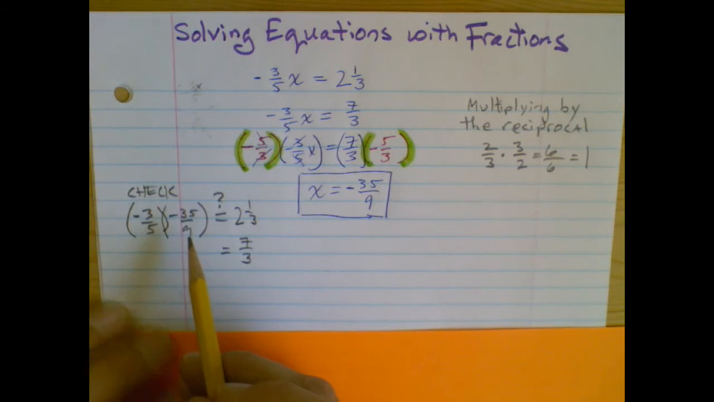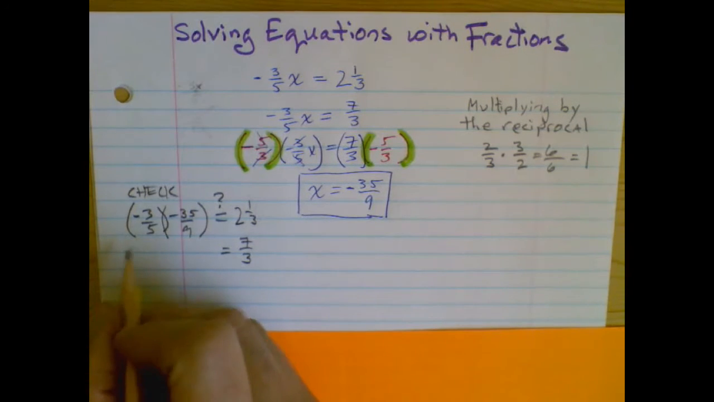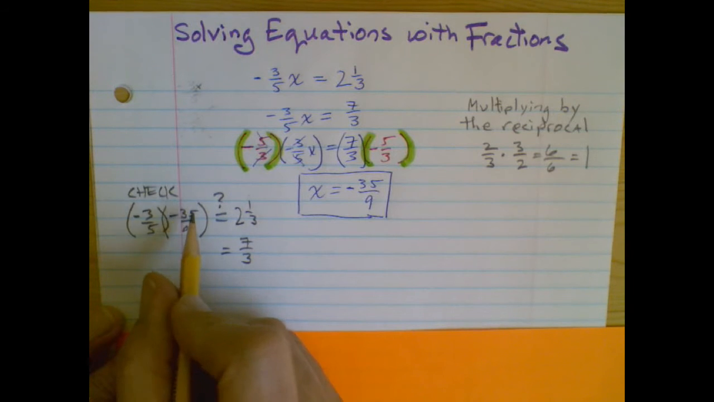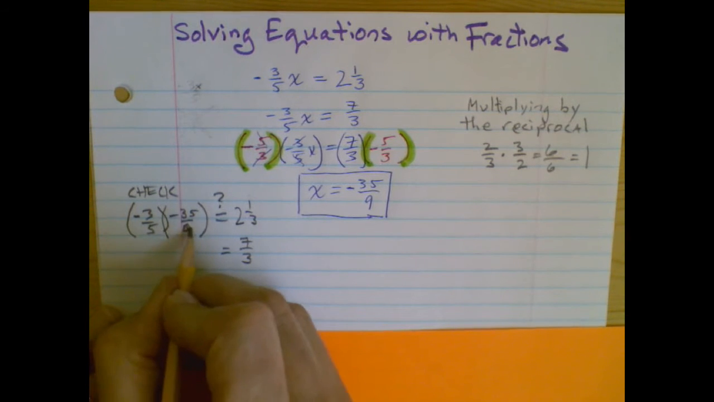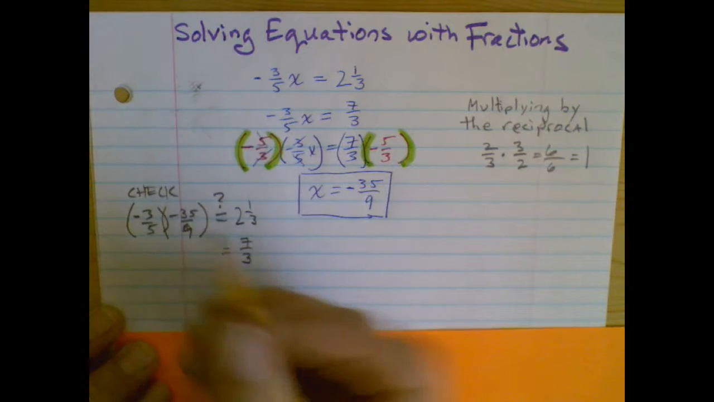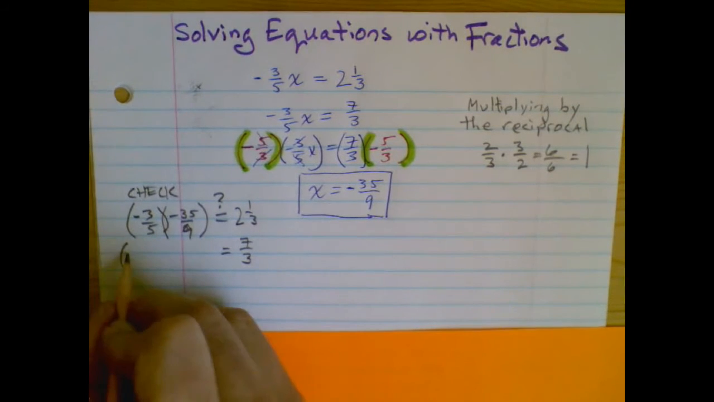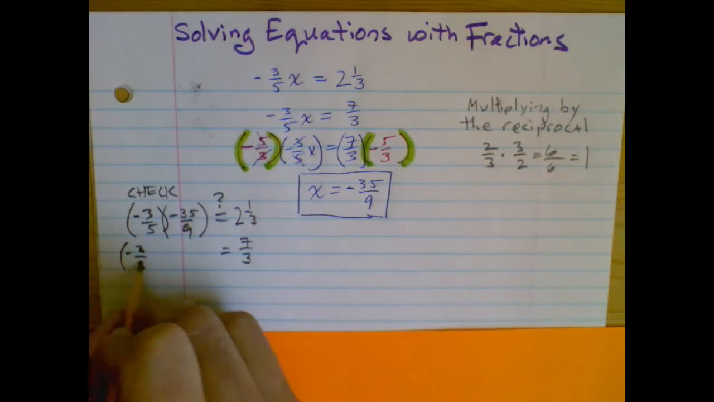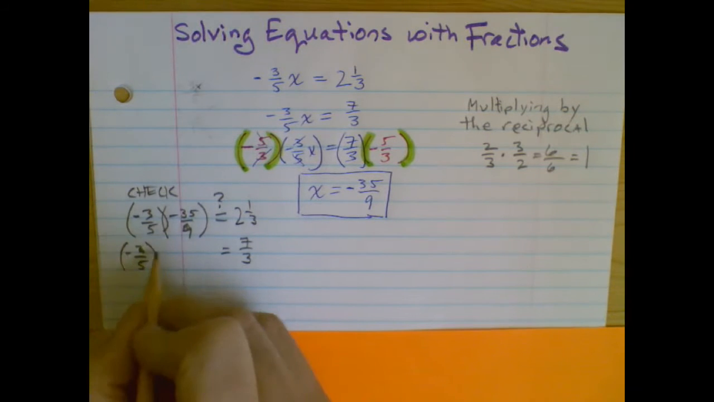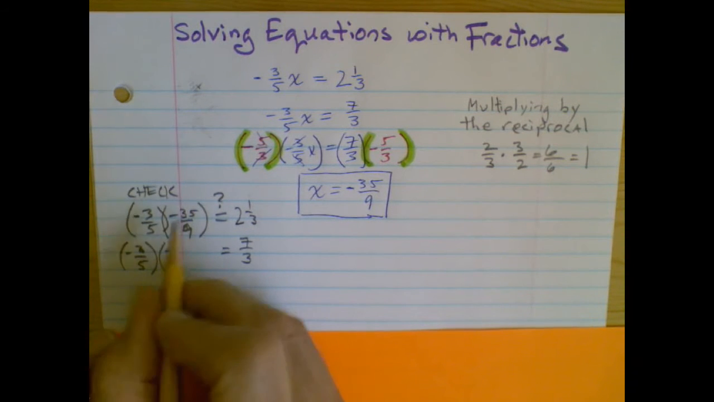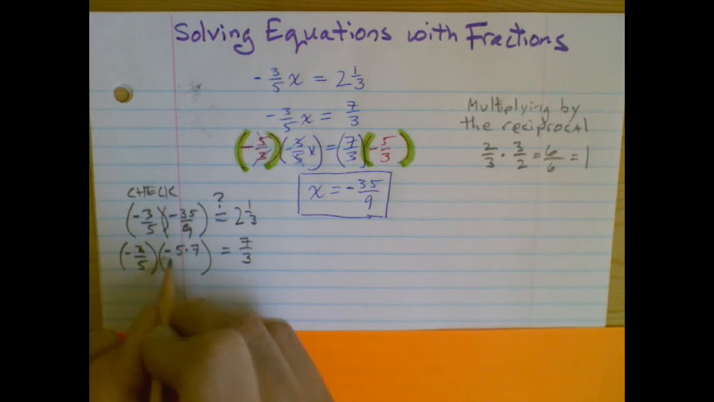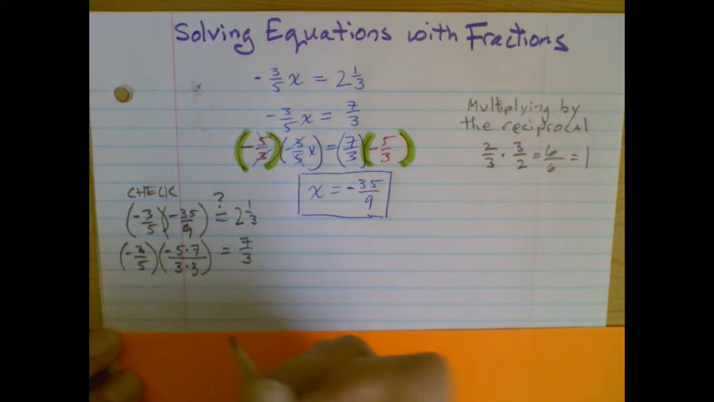And now my numbers are getting kind of large. Instead of multiplying it out, I am going to factor. That is, I'm going to break apart the numbers and see if I can cancel anything. So I can't break apart 3 and 5, so that's going to stay as is. But 35 is the same thing as 5 times 7. And 9 is the same thing as 3 times 3.